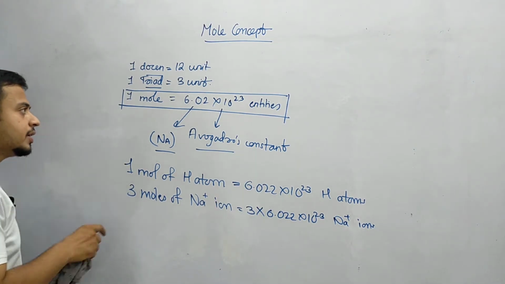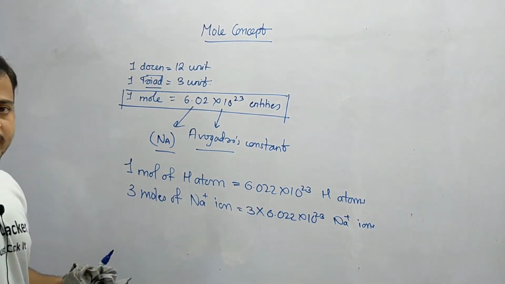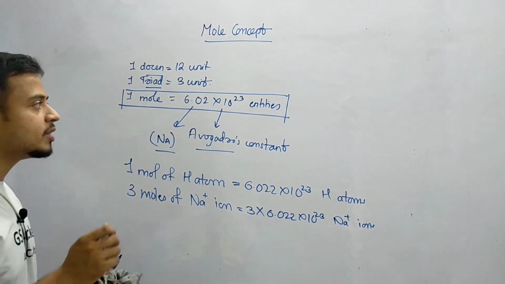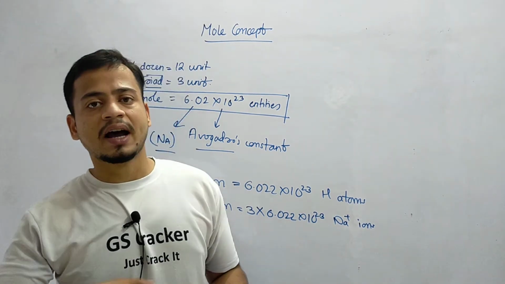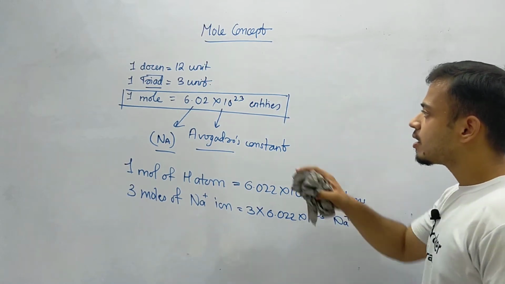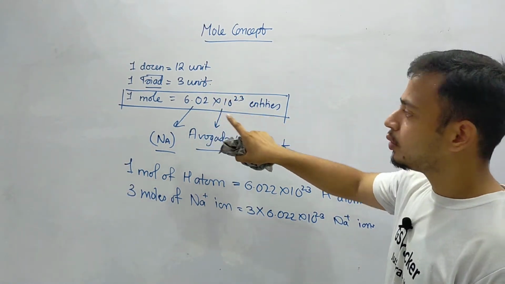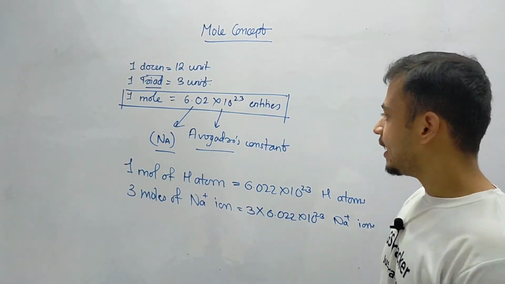I think you got this. 1 mole is how much entity, 1 mole is how many atoms, 1 mole is how many molecules, 1 mole is how many ions? These all are 6.02 into 10 raised to power 23 entities.